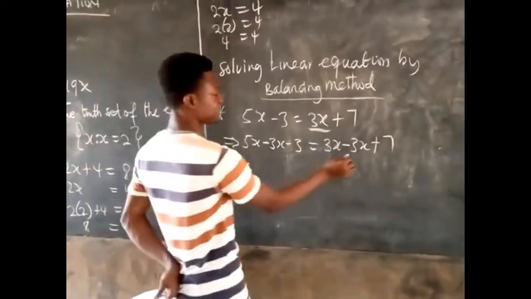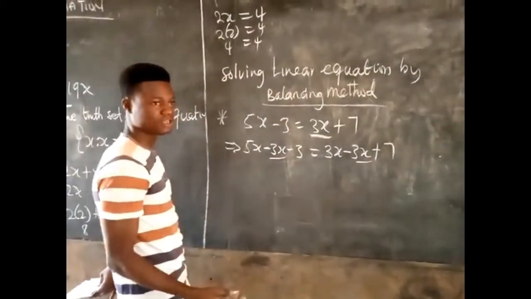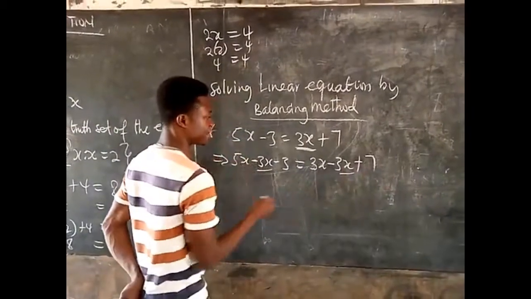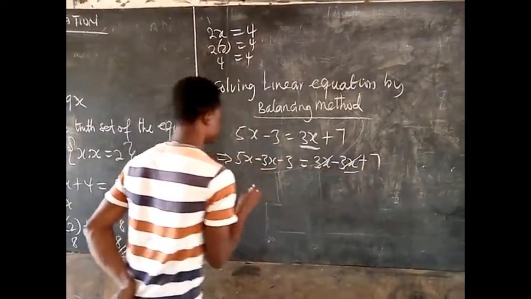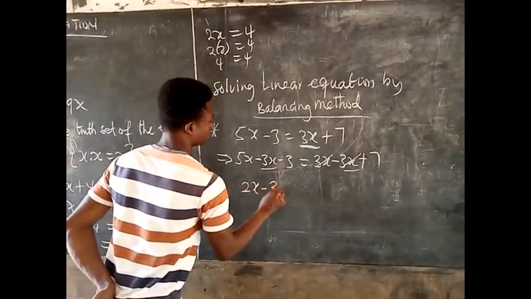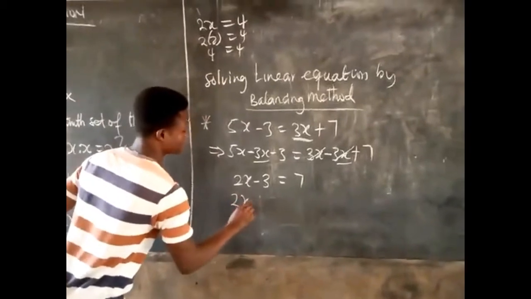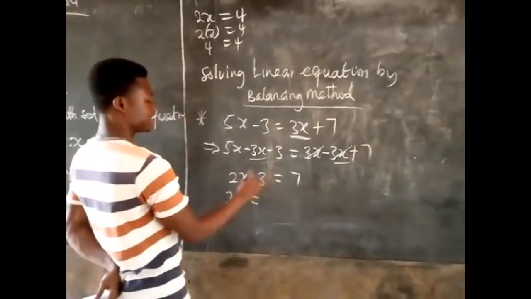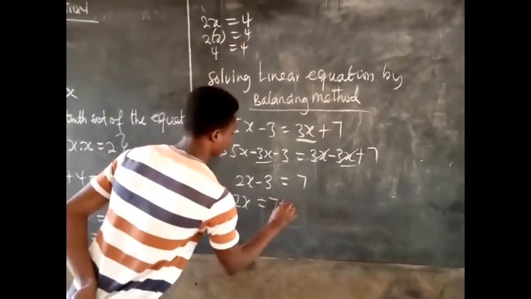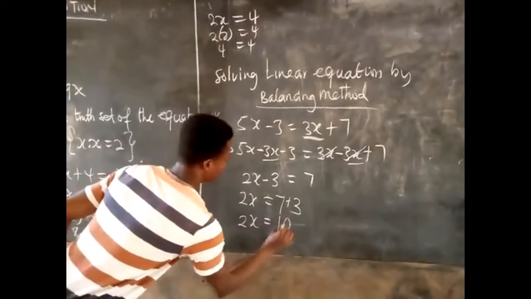Now we subtracted 3x here and subtracted 3x here. We've not changed anything, because we did the same thing on both sides. We are maintaining the same thing. So 3x cancels 3x, and 5x - 3x gives me 2x - 3 = 7 here. So I have 2x here equal to negative 3, which crosses the equal sign and becomes plus, so we get 7 + 3. My 2x is now equal to 10.